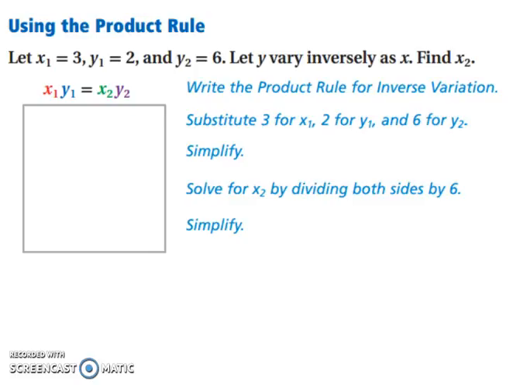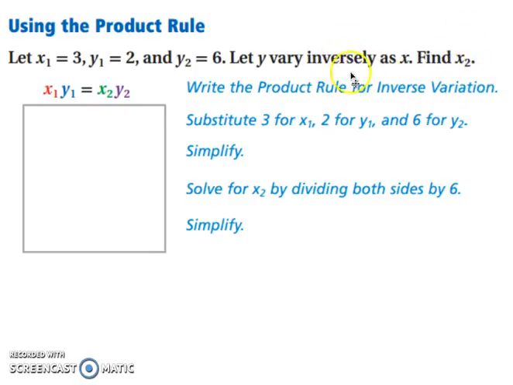So we're going to let x sub 1 equal 3 and y sub 1 equal 2, and y sub 2 equal 6. Y is going to vary inversely as x. So that tells you you're dealing with an inverse variation. So that way we want to find our x sub 2.